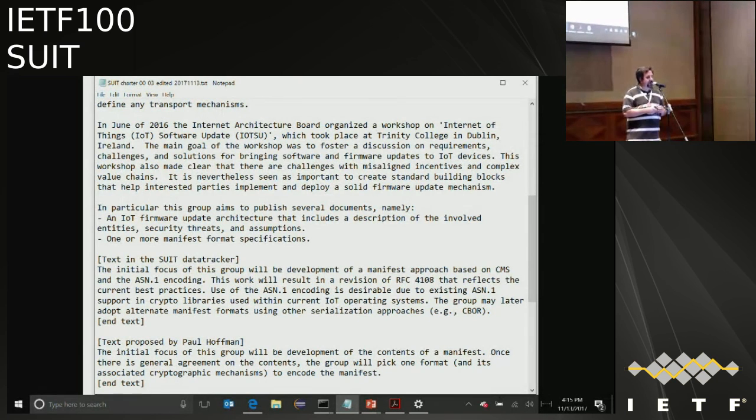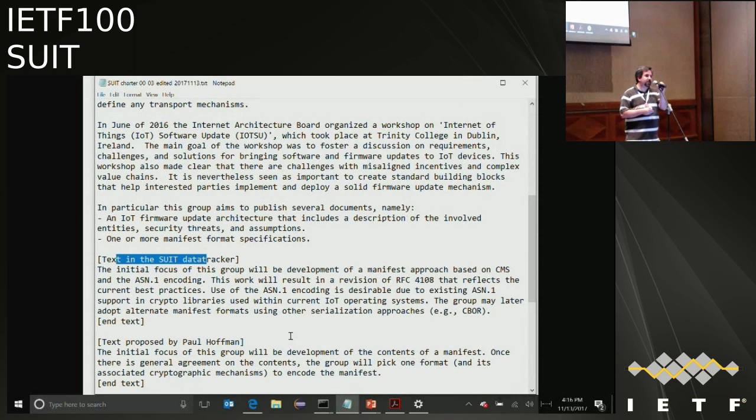So the first paragraph, which is the text on the data tracker, states that the initial focus of this group will be development of a manifest approach based on CMS and the ASN.1 encoding. This work will result in a revision to RFC 4108 that reflects the current best practices. Use of the ASN.1 encoding is desirable due to existing ASN.1 support in crypto libraries used within current IoT operating systems. The group may later adopt alternate manifest formats using other serialization approaches, for example, CBOR.